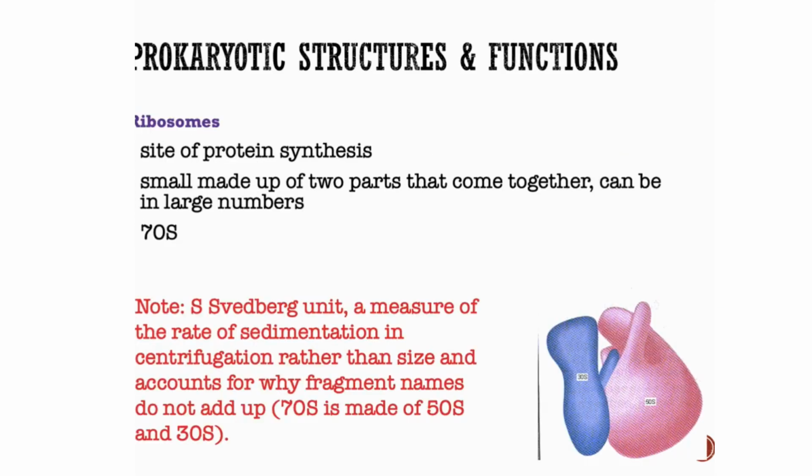Ribosome is a site of protein synthesis, small, made up of two parts that come together and can be in large numbers. This is in prokaryotic cells. The size of the ribosome is 70S. So S is a Svedberg unit, a measure of the rate of sedimentation in centrifugation rather than size, and accounts for why fragment names do not add up.